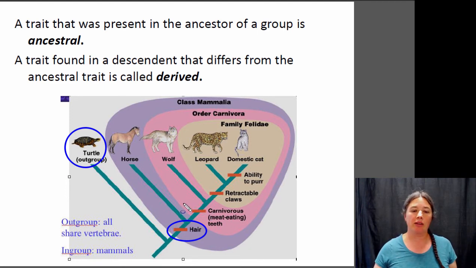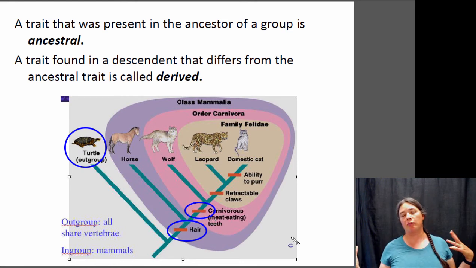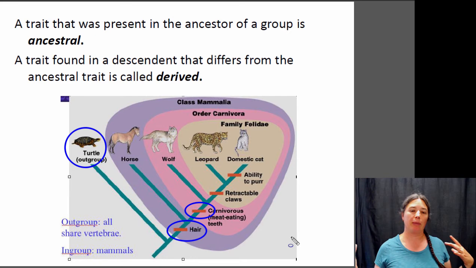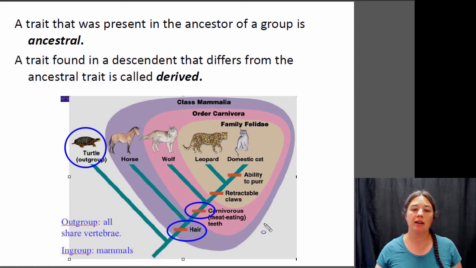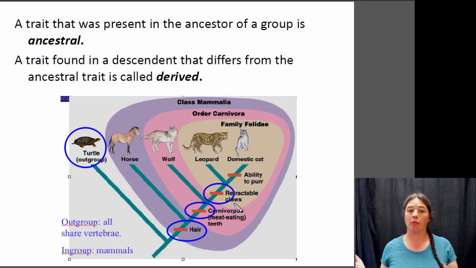Then you might look at something like carnivorous eating teeth. Okay, and some of these mammals have carnivorous teeth. Wolves, leopards, and cats all do. Horses do not. So wolves, leopards, and cats are probably more closely related to each other than they are to a horse. So you group them together in the tree. And then you can have something like retractable claws. And the leopard and the cat both have retractable claws, but the wolf does not. So you put the leopard and the cat together, and that's kind of how you build these trees.